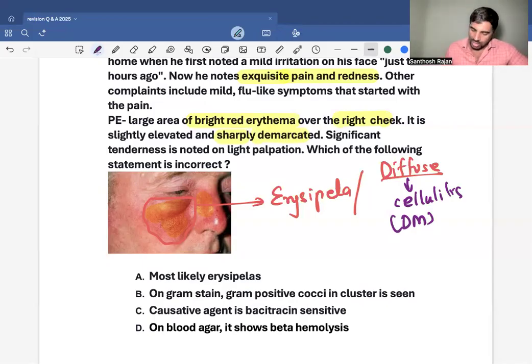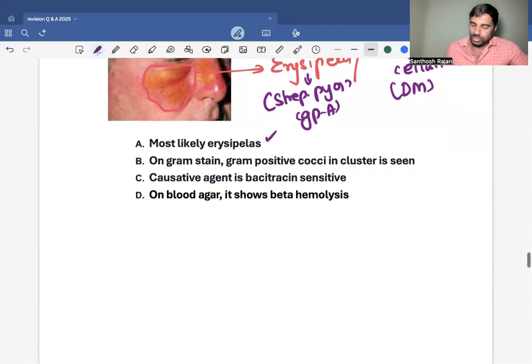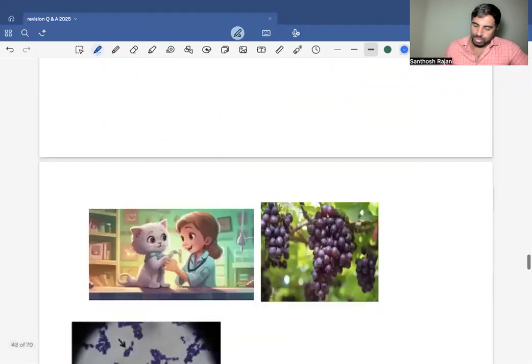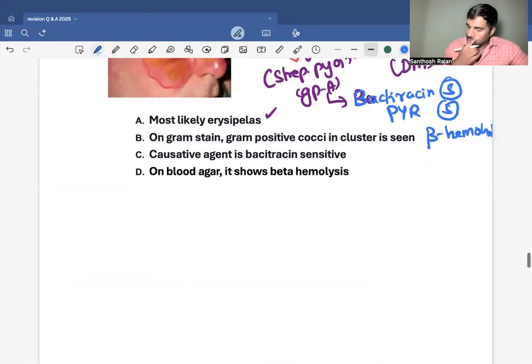Now, whenever you talk about erysipelas, which organism causes it? Streptococcus pyogenes, or group A streptococcus. And what are the characteristic tests for it? Bacitracin sensitive, PYR sensitive, and typical beta hemolysis. You should have beta hemolysis, and since it's a streptococcus, it should be in chains.